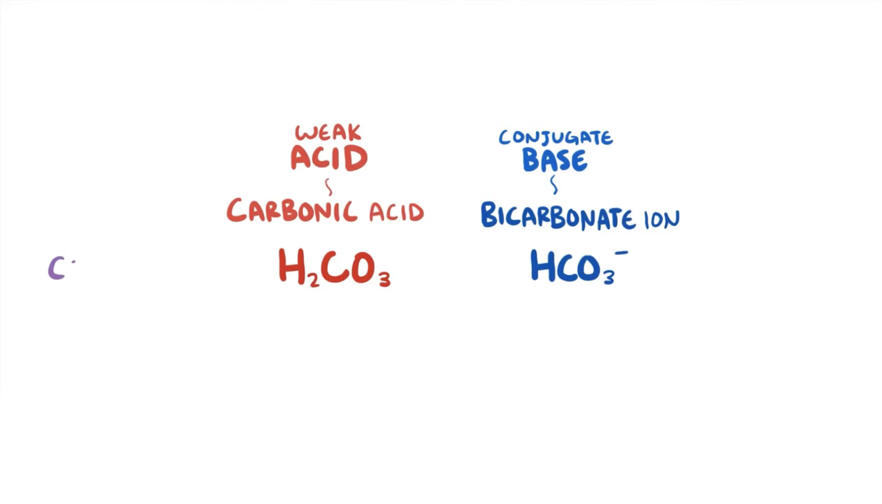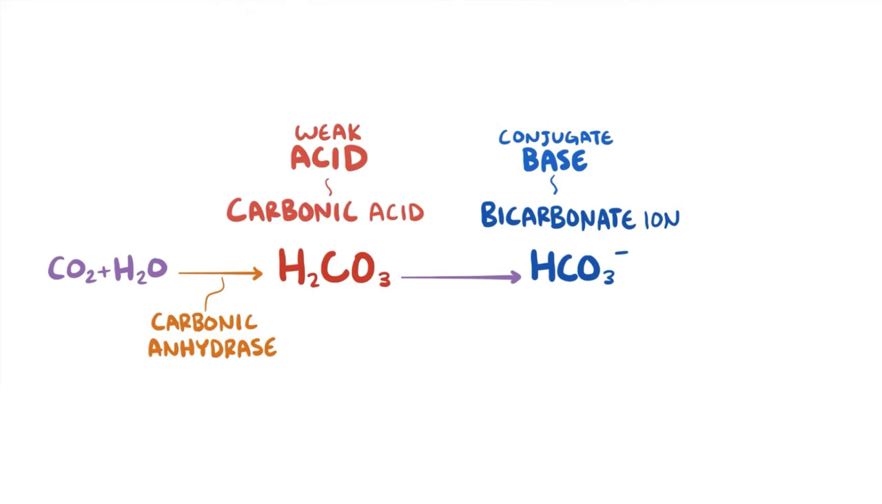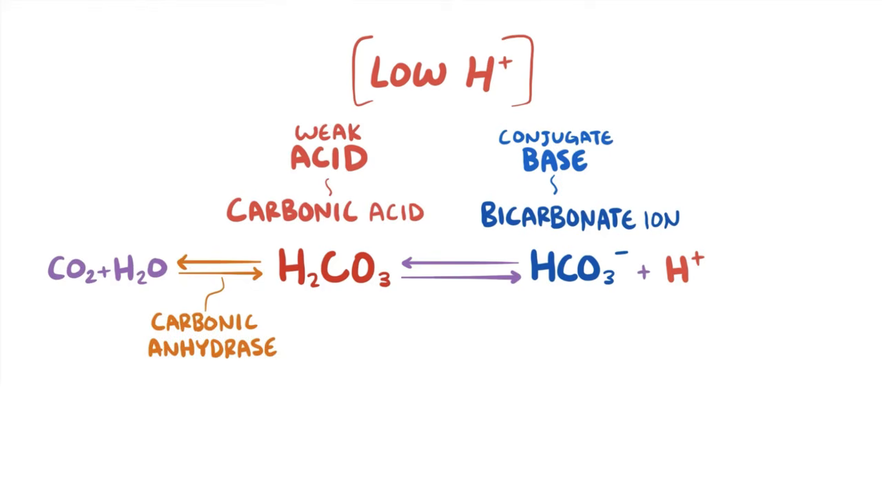Carbonic acid forms when carbon dioxide combines with water, with the help of the enzyme carbonic anhydrase. As a weak acid, carbonic acid easily dissociates into hydrogen ions and bicarbonate ions. Of course, these reactions are reversible, and can happen in the opposite direction as well. In fact, because carbonic acid is such a weak acid, when hydrogen ion concentrations get low, it'll drop off its hydrogen ion and the equation moves to the right, producing more bicarbonate and a hydrogen ion.